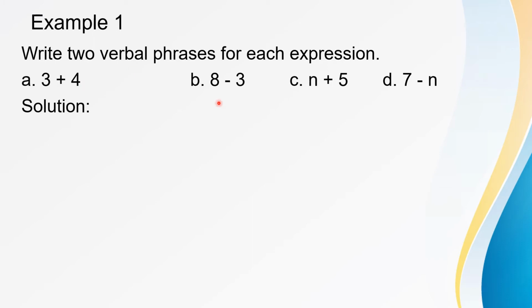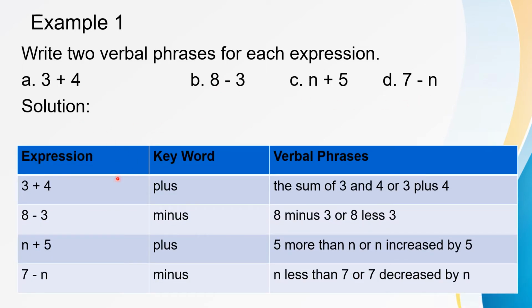Write two verbal phrases for each expression: a, 3 plus 4; b, 8 minus 3; c, n plus 5; and d, 7 minus n. But before that, let's have this expression. So, 3 plus 4, so we use plus, then the sum of 3 and 4 or 3 plus 4. So that is the answer.